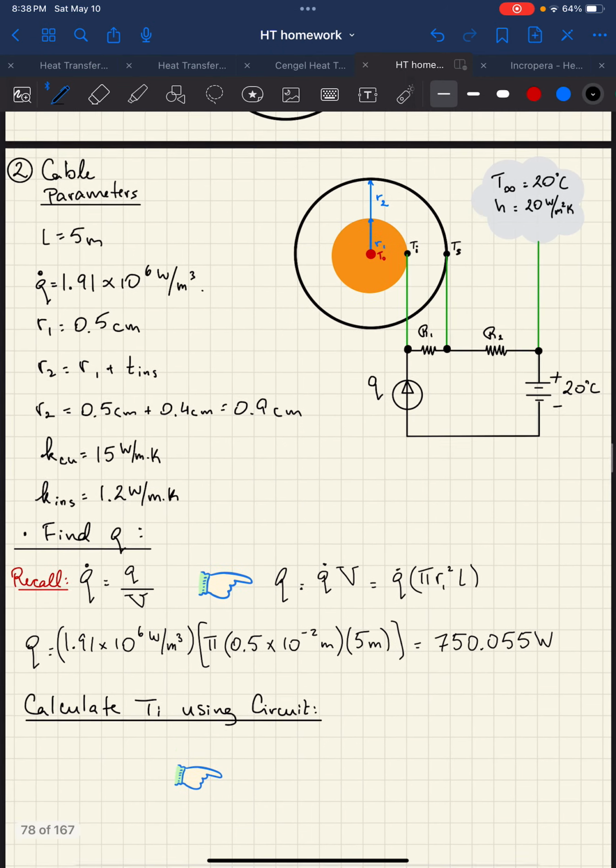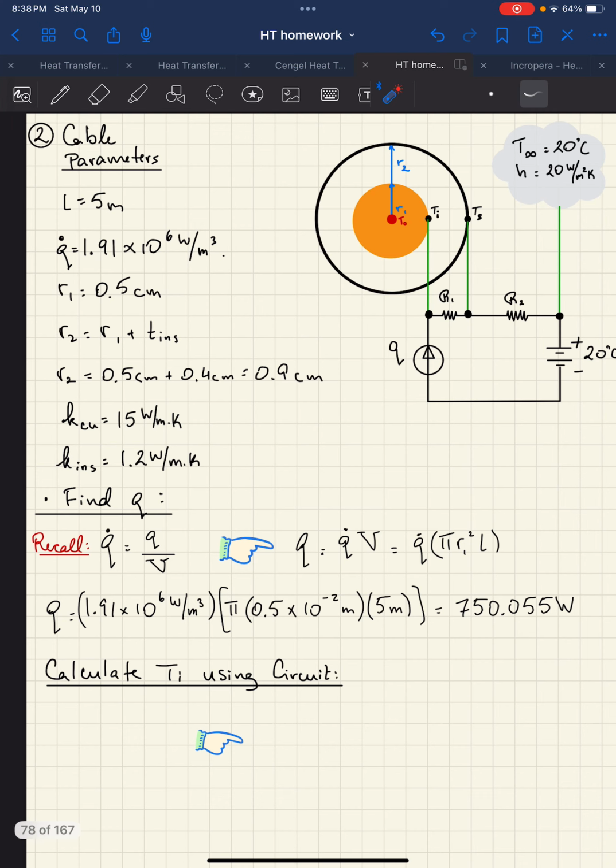So let's find the interface temperature. In other words, temperature right here, right at the conductor insulation interface. So what you can do is exactly what we did in the previous problem. This temperature corresponds to this voltage. This temperature corresponds to this voltage. So Ti minus T infinity divided by the sum of the total resistances. That's going to give you Q. And we actually have Q, so we can basically manipulate that equation to get Ti.